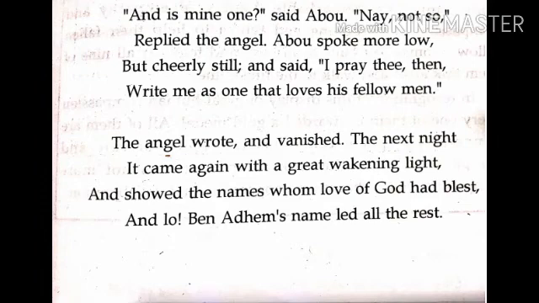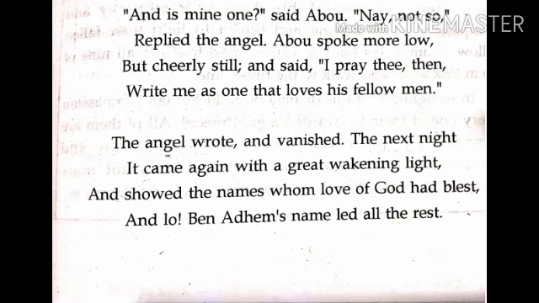The next night it came with a great awakening light and showed the names whom love of God hath blessed. So the next time the angel came. And what is the angel showing to Abou and Adhem? Yes, the angel was writing the name of all those people who love God, right? So it was taken to God, and the next night the angel came with a book showing the names of all those people whom the love of God hath blessed.